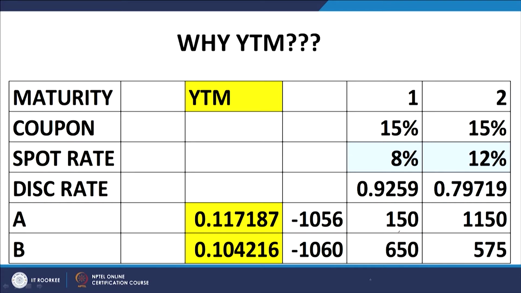YTM in the case of the first bond works out to 11.72%, in the second case it works out to 10.42%. So, in some sense you can argue at least that bond A is showing a superior interest rate or a superior return. For the moment, let us take return in the rough sense. We will be clarifying this concept of return as we move on.